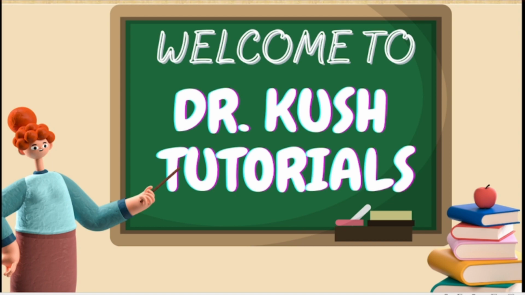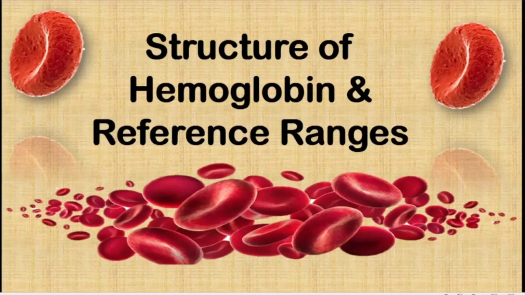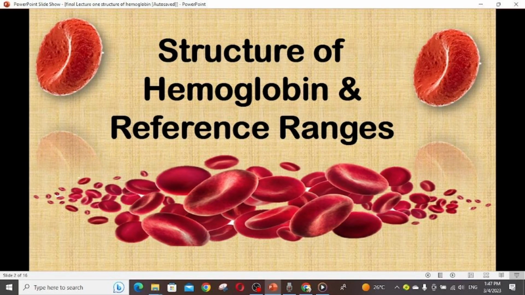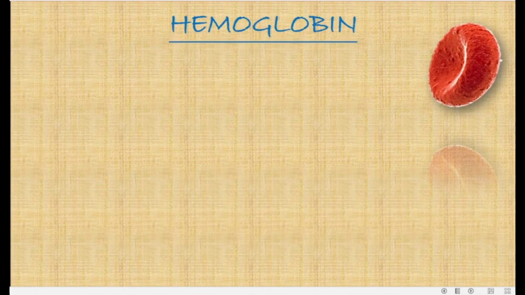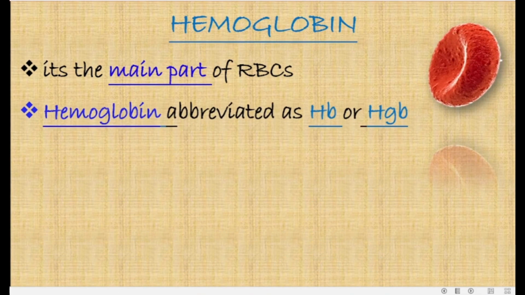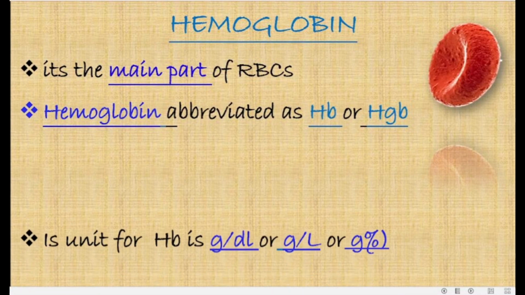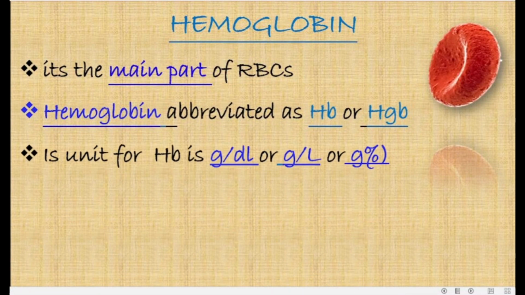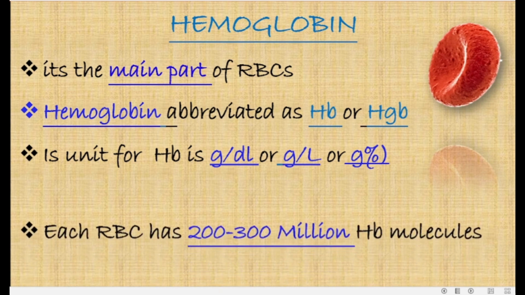In this tutorial, we are going to learn about the structure of hemoglobin and hemoglobin reference ranges. To start with, hemoglobin is the main part of the mature red blood cells. It can be abbreviated as HB or HGB. The SI unit for reporting hemoglobin is grams per dL. It can also be reported as grams per liter or grams percentage.